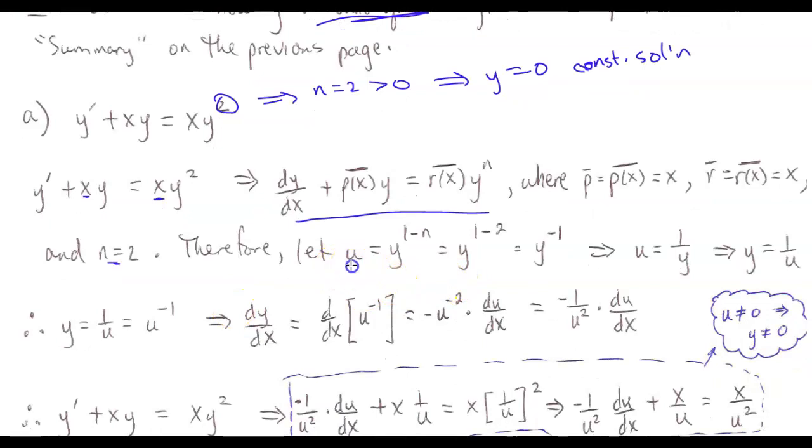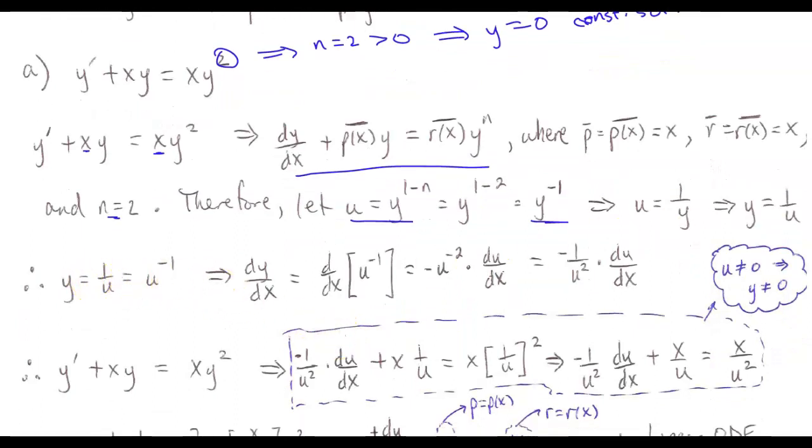So here we allow the substitution for u to be y raised to the 1 minus n, and of course, since n is 2, then that means u is equal to y raised to the negative 1, or u is equal to 1 divided by y, which means y is 1 divided by u. Okay.